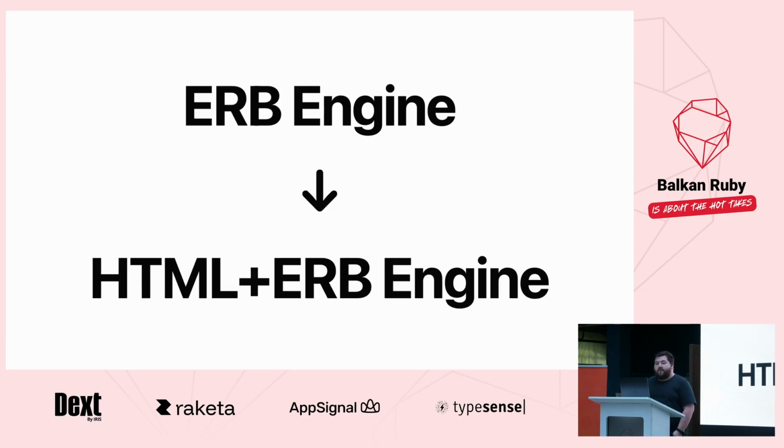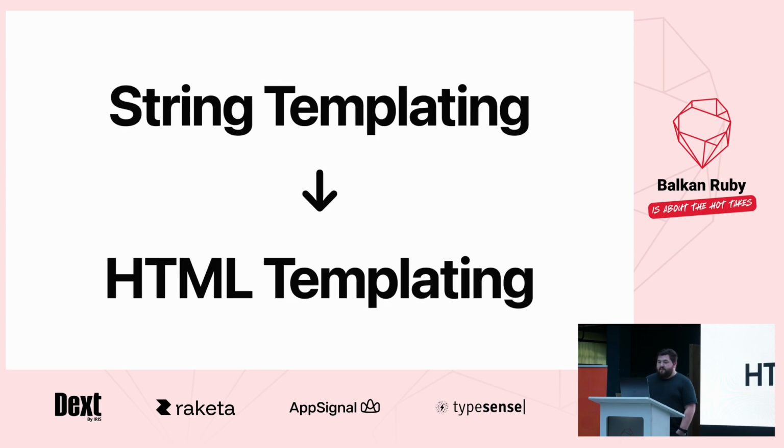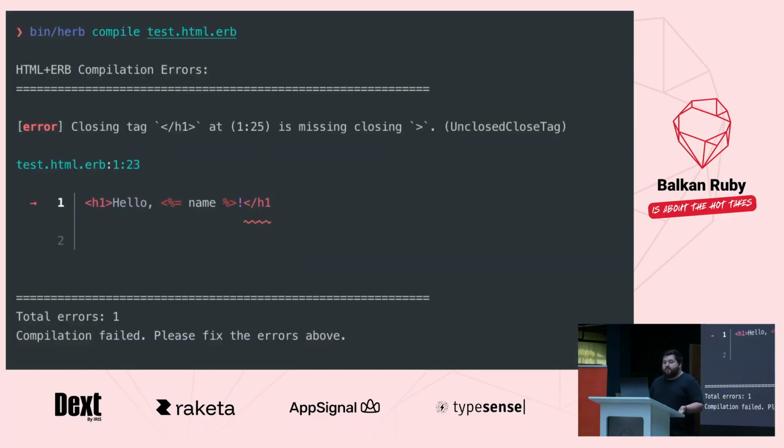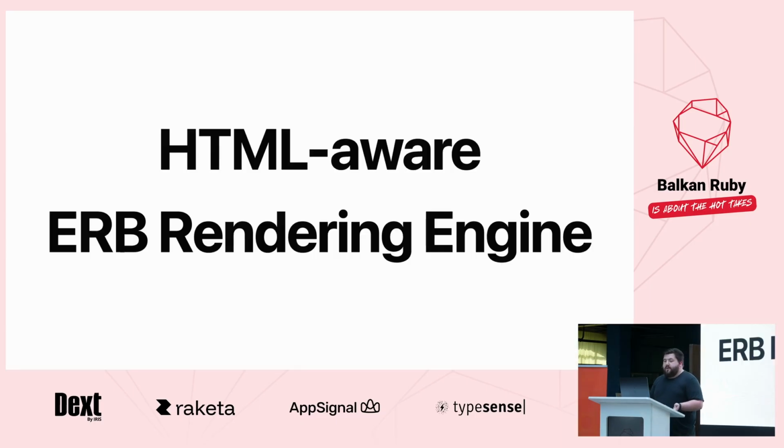So we want to turn our ERB engine into an HTML ERB engine, or to say it differently, we want to take it from string templating to HTML templating. And that's what Herb Engine gives us. Herb Engine is an implementation that is like ERB engine. It's API compatible, but with the difference that it's built on top of the Herb parser, and it can give you errors when you have invalid syntax. So it doesn't even let you compile the template if there are syntax errors in your template, which makes this an HTML-aware ERB rendering engine.